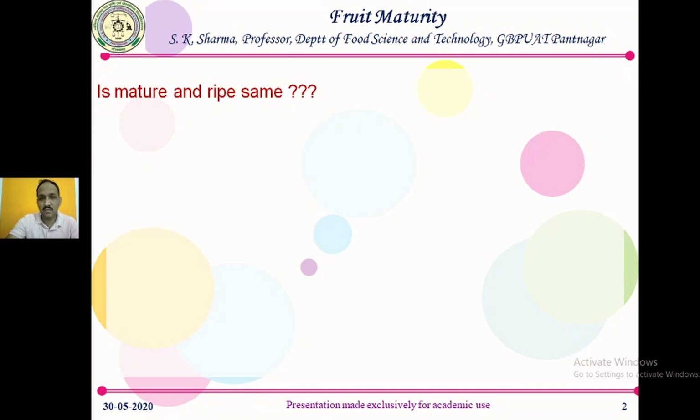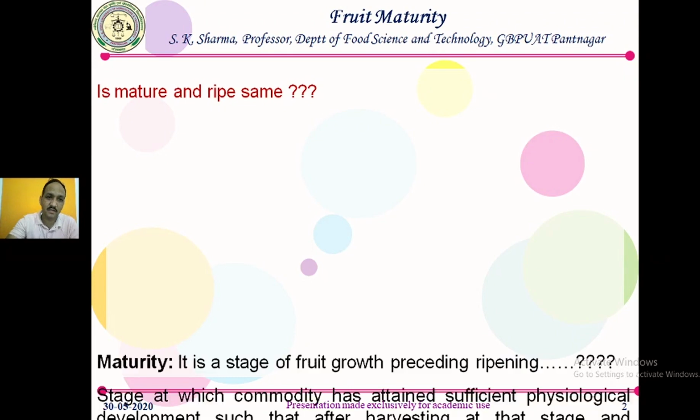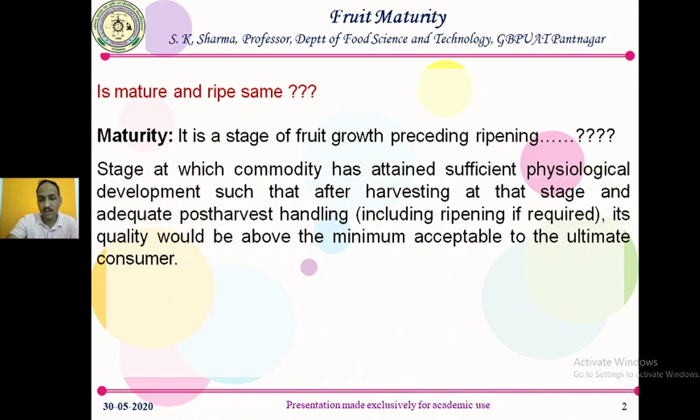so many other things which are to be linked to it in order to understand this concept of maturity and ripening. The definition says that maturity is a stage of fruit growth which precedes ripening, which comes before ripening. But is it true in all cases? Is it true for all the commodities? Is it true for all the purposes when we go for harvesting of a particular commodity?